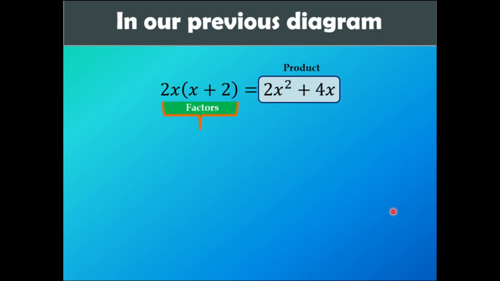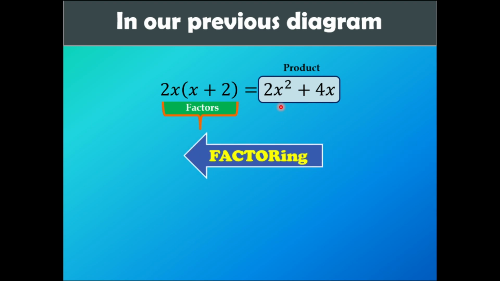In our previous diagram, 2x times quantity x plus 2 equals 2x squared plus 4x. These expressions, 2x and x plus 2, are called factors, and 2x squared plus 4x is called the product. Now we're going to reverse the process, which is called factoring.